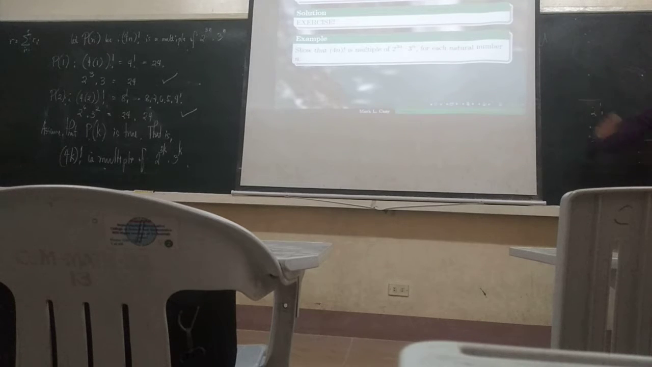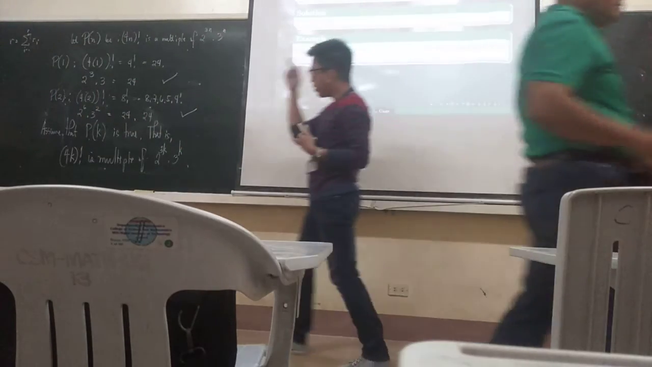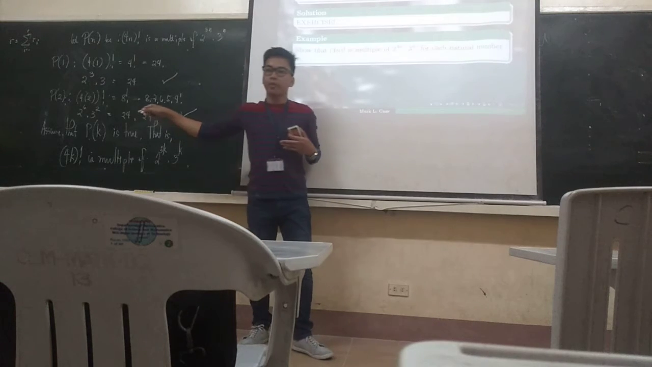Pasabot ganyan ang multiple to. So if that's a multiple of a number, then that number, I mean, if 4k factorial is a multiple of 2 to the 3k times 3 to the k, then there exists an integer such that you can multiply the integer by this to get the 4k factorial.